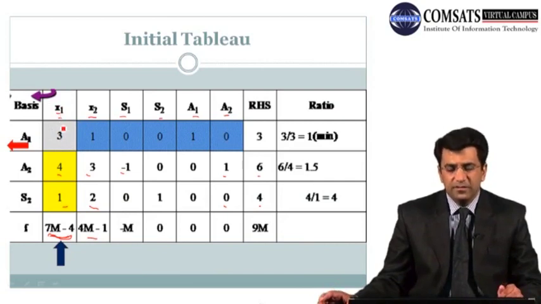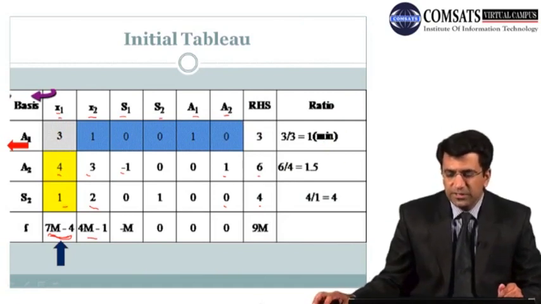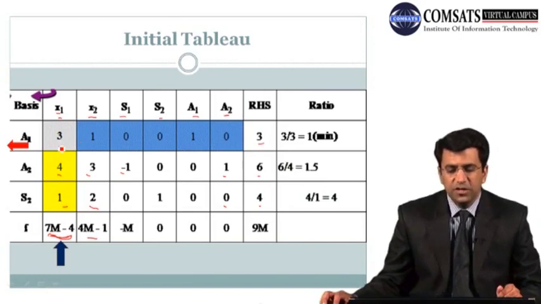After identifying this pivot column, we will have to identify the pivot row. So what we will do, we will compute the ratio by dividing the right hand side with the corresponding values of the pivot column. That is, in the first case, we will divide 3 by 3, that will be 1. Then again we will divide 6 by 4, it will become 1.5, and then 4 divided by 1, it will become 4.